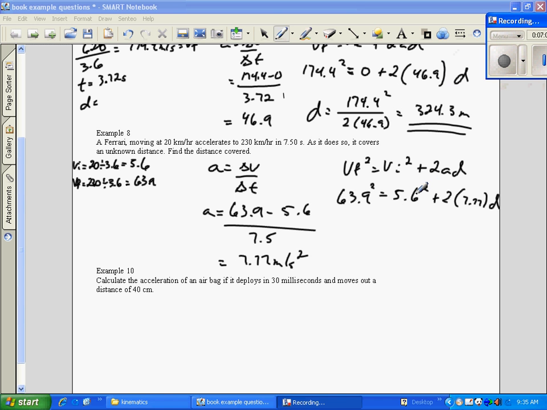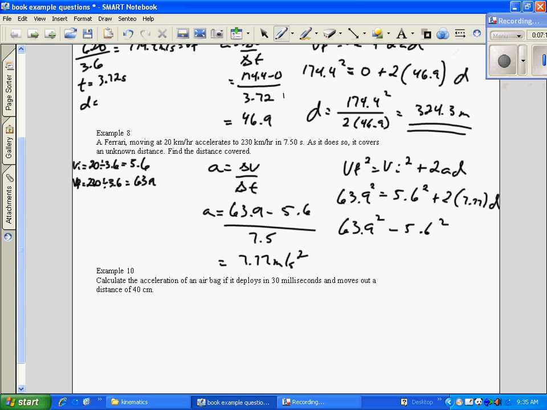It would be 63.9 squared. The 5.6 squared is attached by adding, so we have to subtract it. And then divide by 2 times 7.77. And again, the use of brackets on your calculator will come in very handy. If you don't know how to use them, it's time to learn.